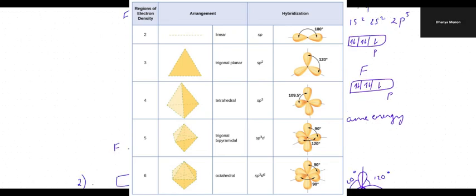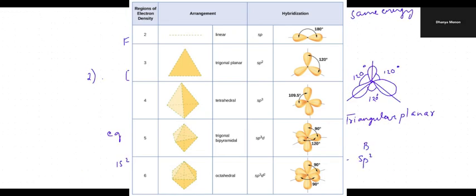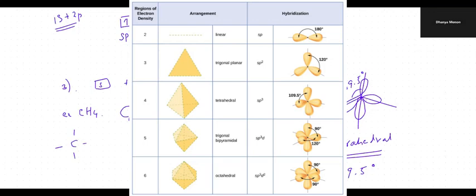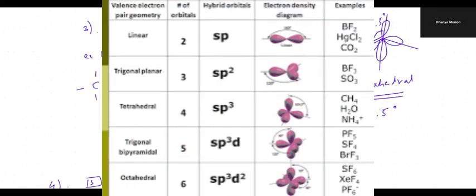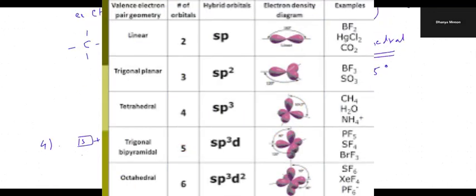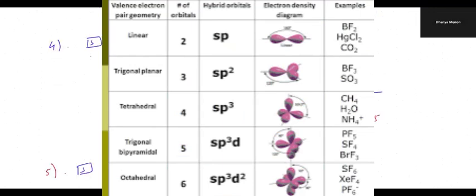If it is sp2, you have to learn that it is triangular planar, right? If it is sp3, you have to learn that it is tetrahedral, bond angle, wherever mentioned. Fourth one, if it is sp3d, 5 hybrid orbitals, trigonal bipyramidal. Fifth one, if it is sp3d2, it is octahedral. Sixth one, if it is sp3d3, pentagonal bipyramidal.